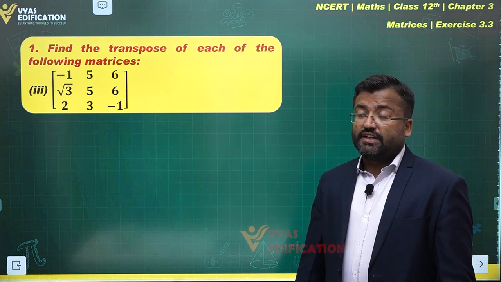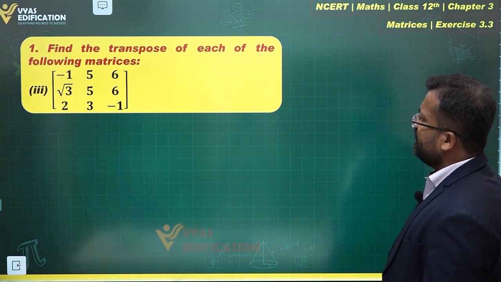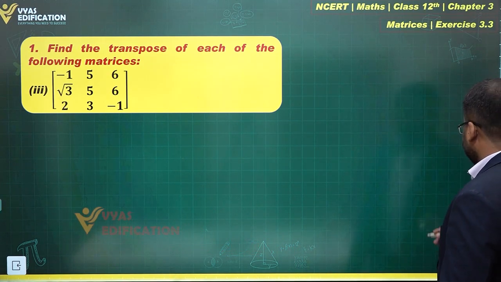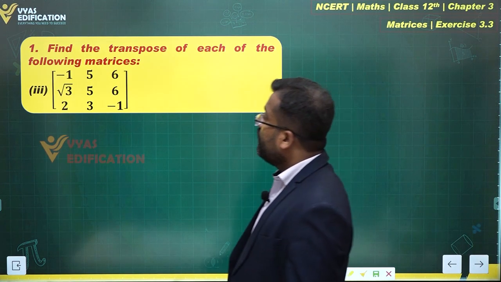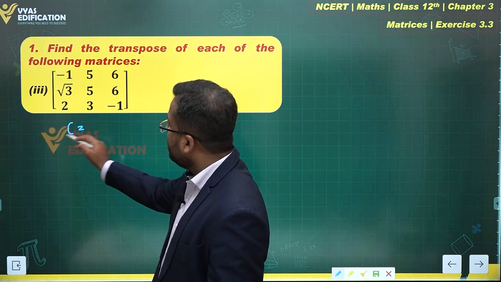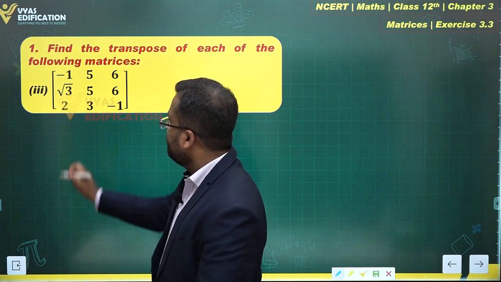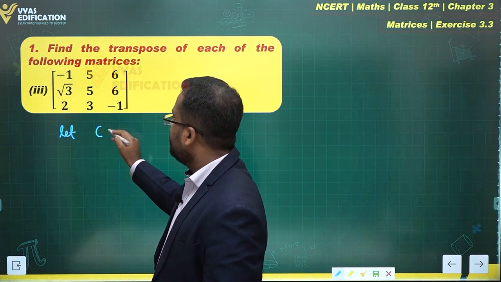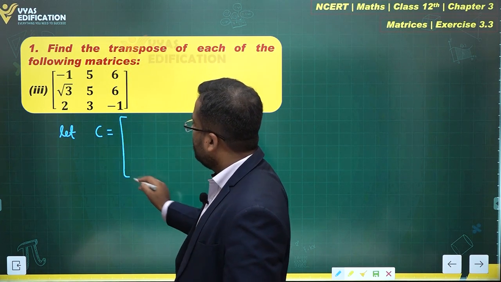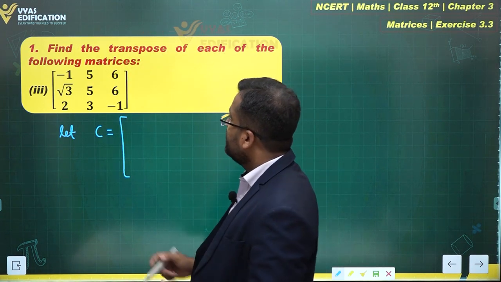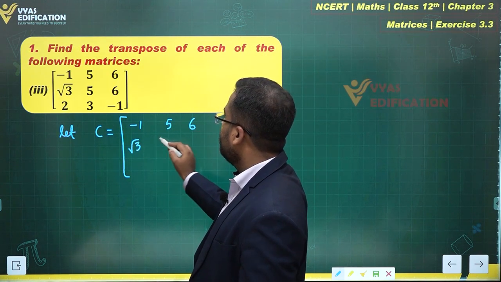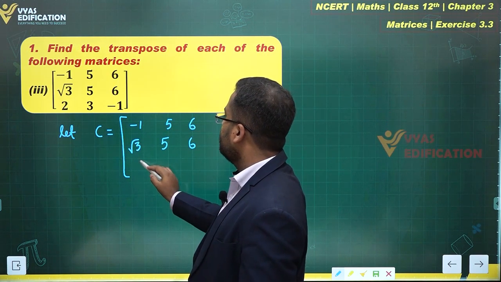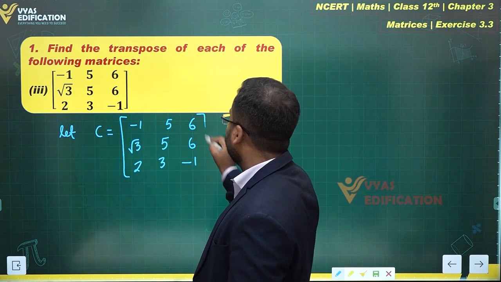Let's talk about this part next, third part for this question. We are once again finding the transpose of the matrix. How do we go about finding this? Let this matrix be called C. This is minus 1, 5, 6. This is root 3, 5, 6. This is 2, 3, minus 1.